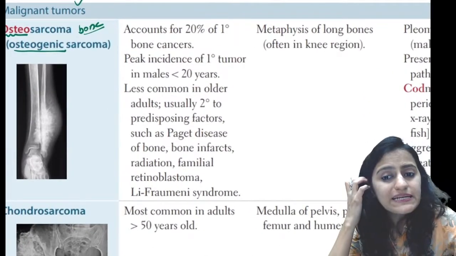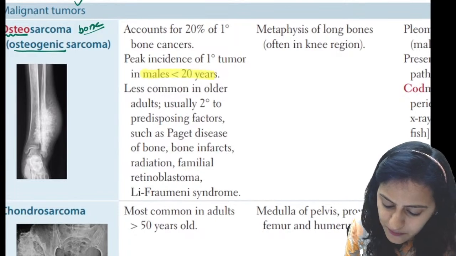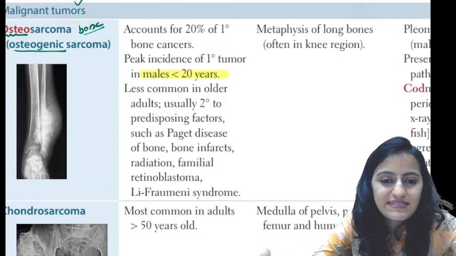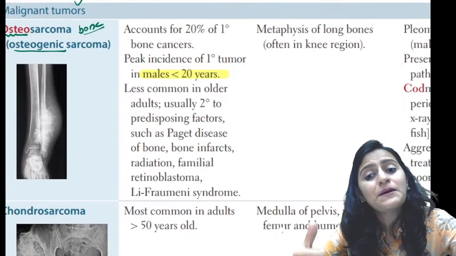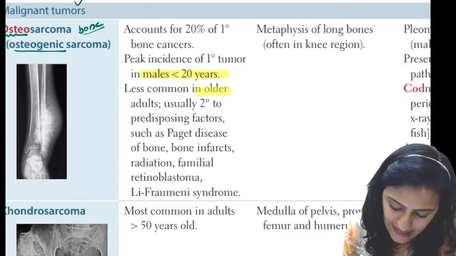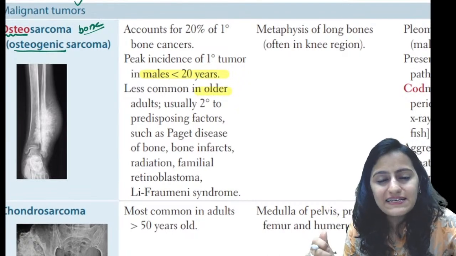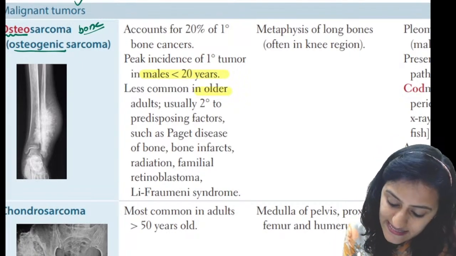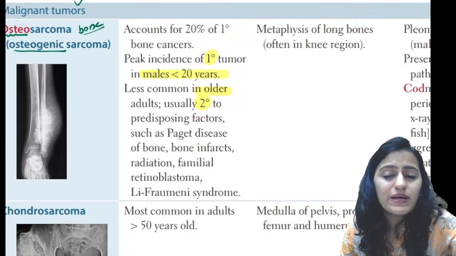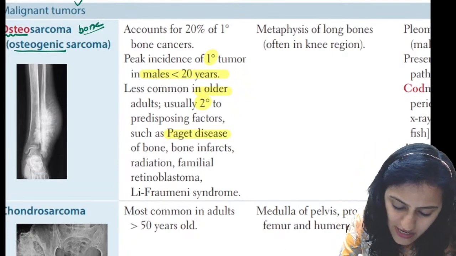Now, what is the age group in which you generally have osteosarcoma? This is boys, like an adolescent boy, around 16 years, 18 years, less than 20 years is what we have. But can it occur in adults, elderly people also? Yes. So it's basically biphasic. And in the elderly, it is secondary. The primary tumor is in adolescents. Secondary when it occurs. When does the secondary occur? Paget's disease. Very, very important.